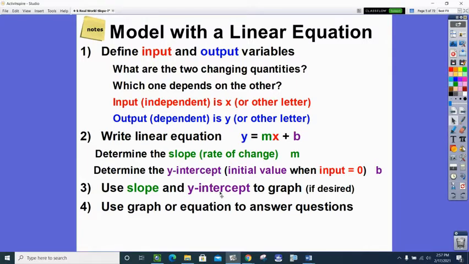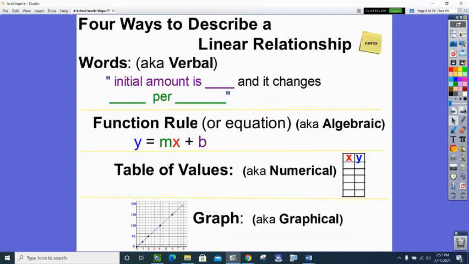You're going to use your slope and your y-intercept to write your y equals mx plus b. We can graph it if we want, and then we use the equation or the graph to answer questions. So we're going to see our linear relationships in words, in function rules, in tables, and in graphs. And we're going to work basically with all four of these as we go forward to answer real-world questions.